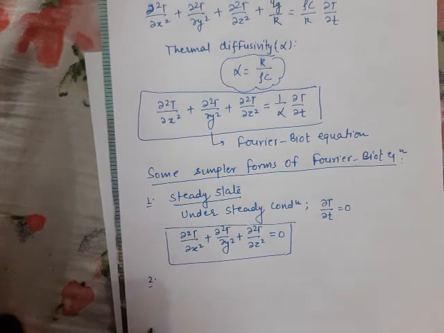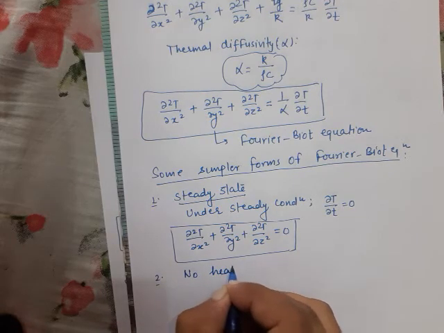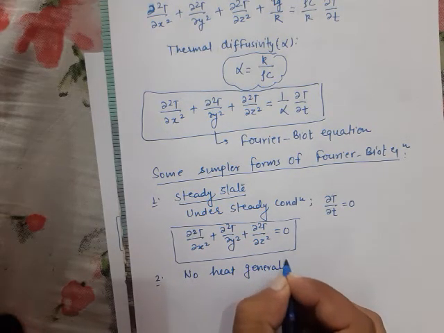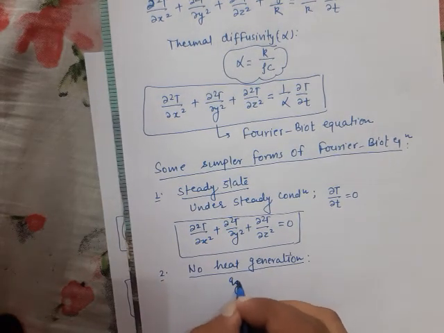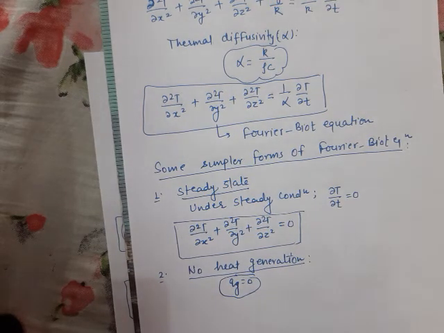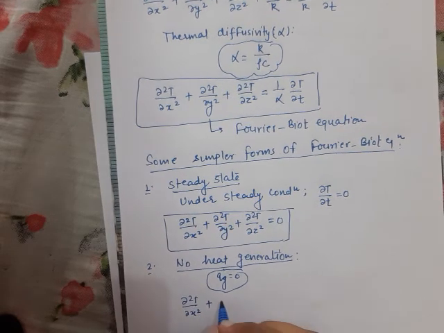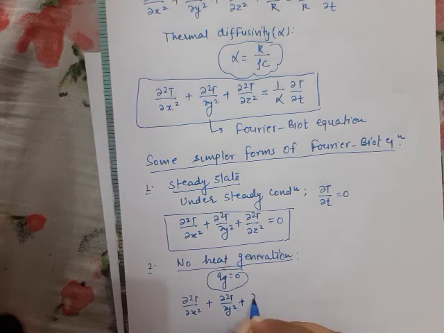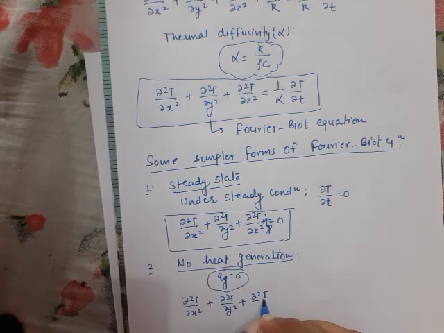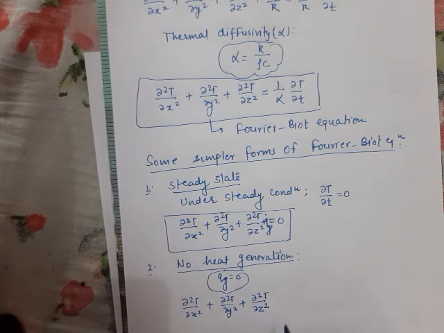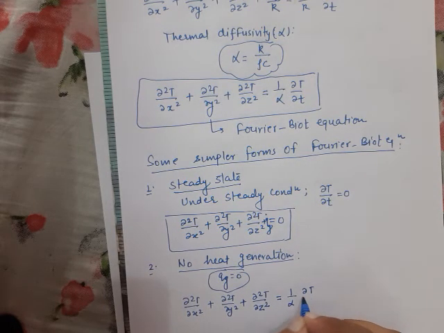Now for the second approximation, let there be no heat generation. In this case, Q dot G would be 0. So the equation would become del square T upon del x square plus del square T upon del y square plus, here Q dot G would come, del square T upon del z square, with Q dot G now 0, is equal to 1 upon alpha del T upon del t.